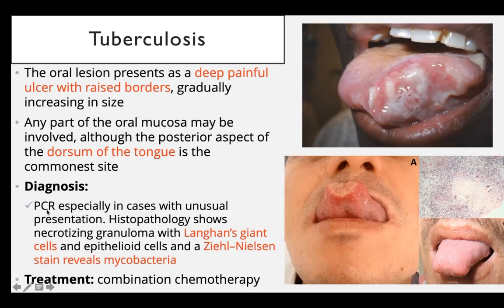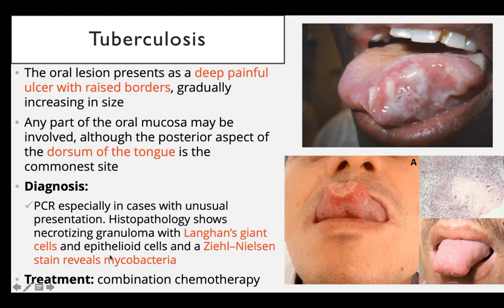Diagnosis: PCR, polymerase chain reaction, right? Especially in cases with unusual presentation, because we need to confirm: is it because of tuberculosis or something else? Histopathology shows necrotizing granuloma with Langerhans giant cells. You remember Langerhans giant cells? Pathognomonic histopathological finding in the necrotizing granuloma in the case of tuberculosis. These are Langerhans giant cells.